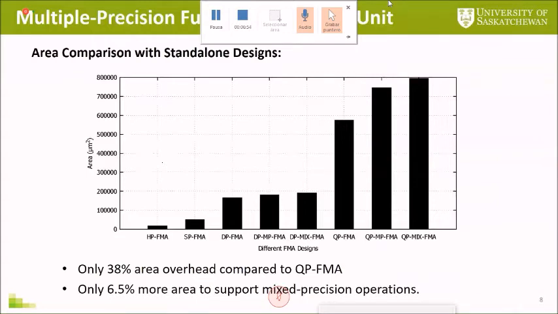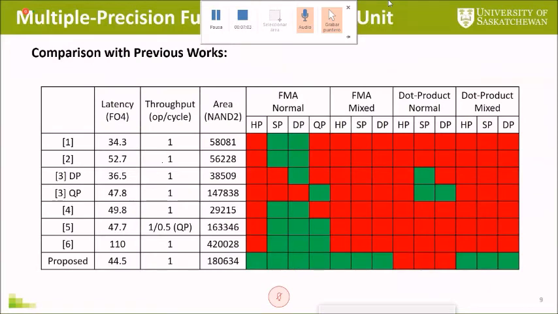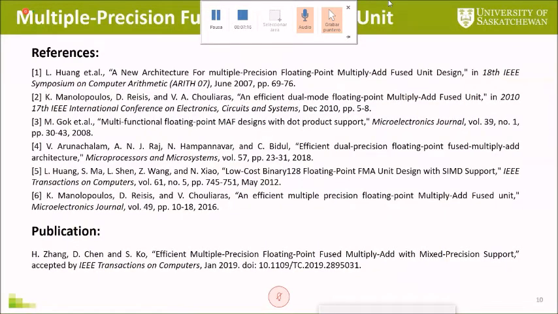Only 6.5% more area to support the mixed precision operation. This chart shows the green one, the bottom proposed one. It shows what kind of operation that we can cover. Okay, and this work has been accepted to IEEE Transactions. That's the first multiple precision FMA unit.